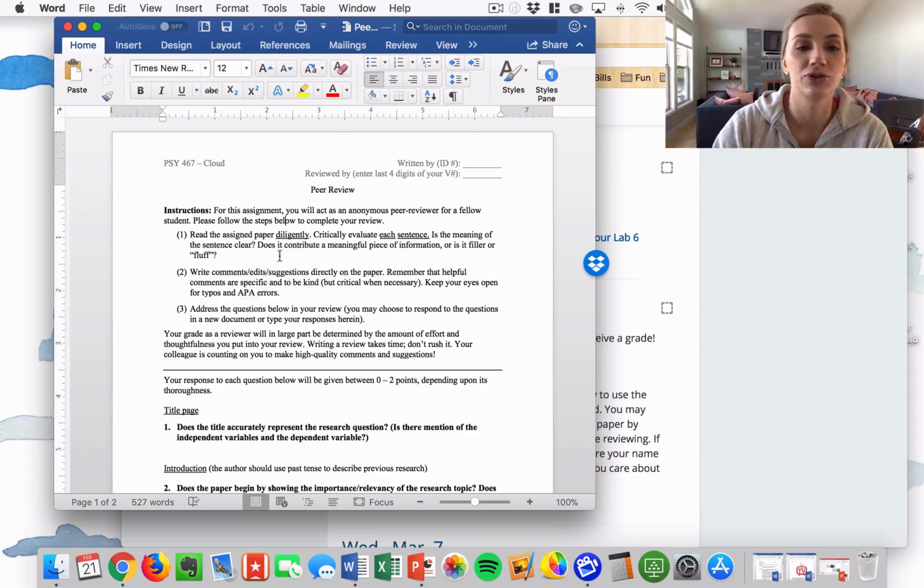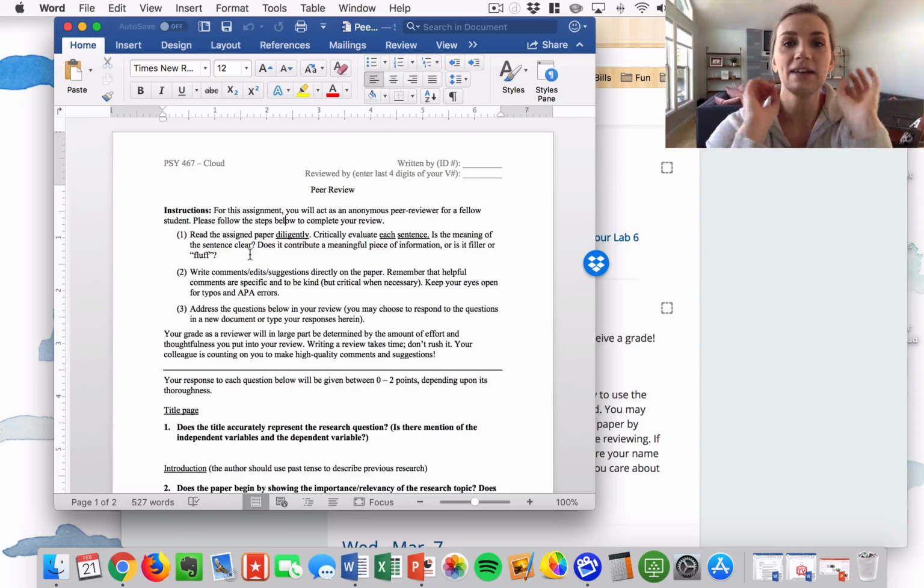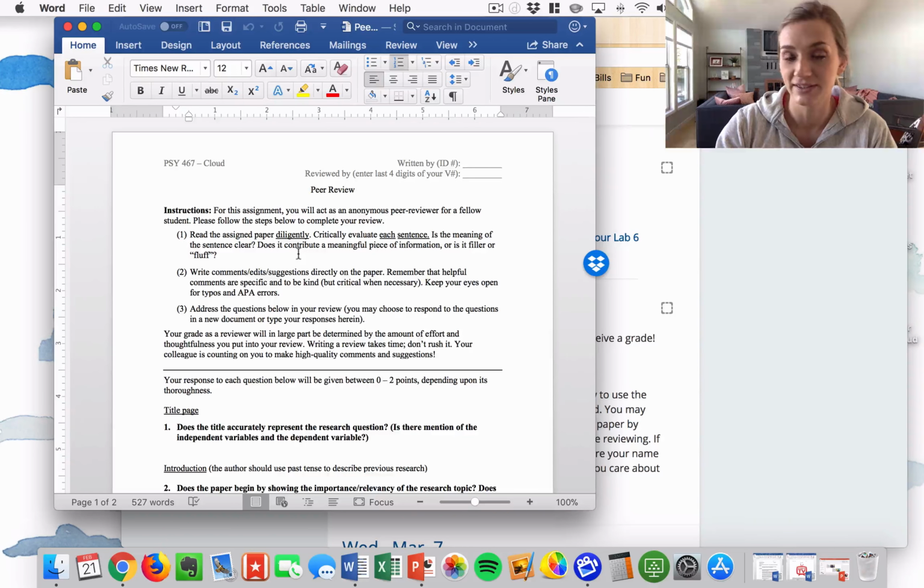Your instructions are to read the paper you receive diligently, carefully, and critically evaluate each sentence. Is the meaning of the sentence clear, right? You really have to have a fine-tooth comb when you're looking through these IM papers. Don't just read a whole paragraph and then try to see if you understood the gist of the paragraph. Stop after each sentence and ask yourself, did that sentence communicate something meaningful and clearly? Does it contribute a meaningful piece of information, or is it just filler or fluff? You guys know I hate fluffy sentences that are just adding length without communicating anything.